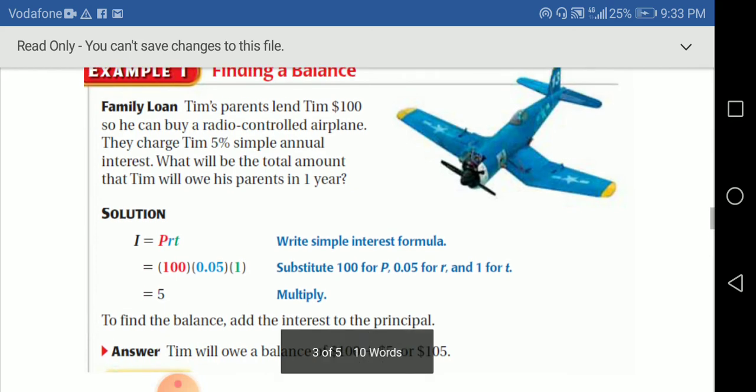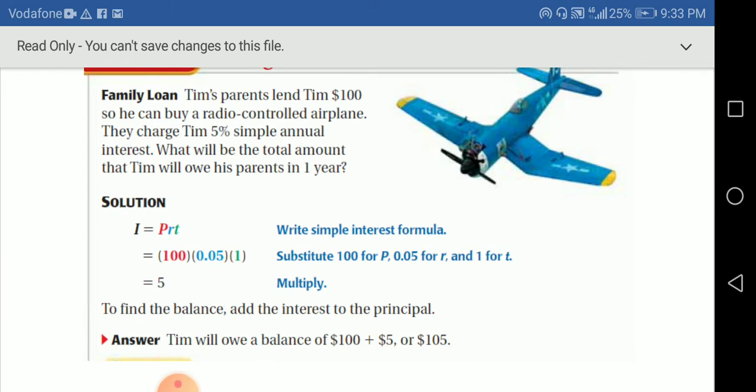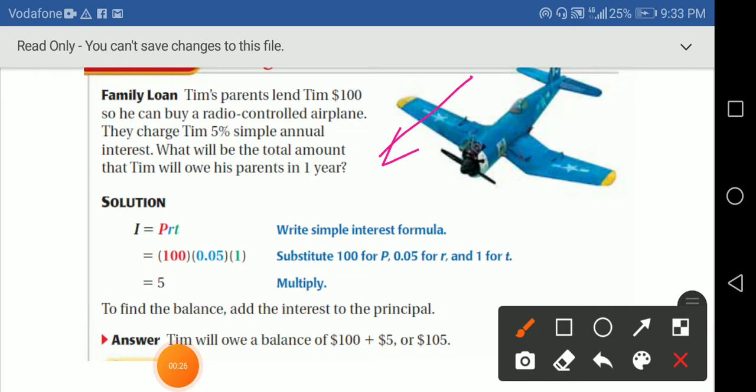So if I have this example, family loan. Here we have this word problem about Tim's parents. Tim's parents lend Tim $100 so he can buy a radio controlled airplane. They charge him what? 5% simple annual interest. What will be the total amount that Tim will owe his parents in 1 year?